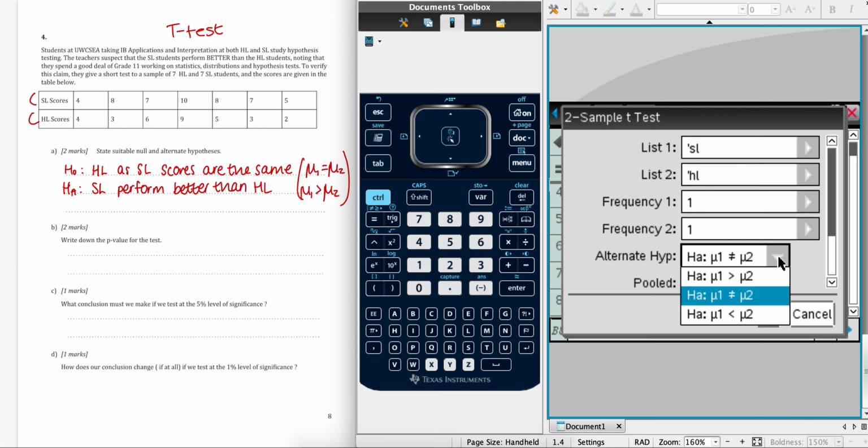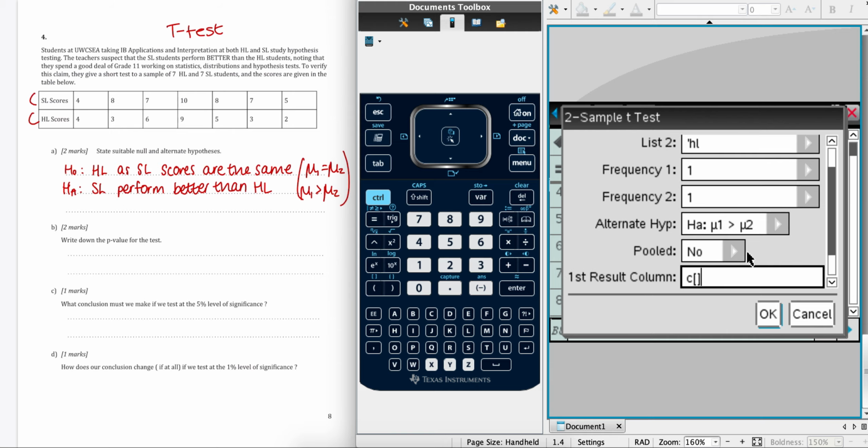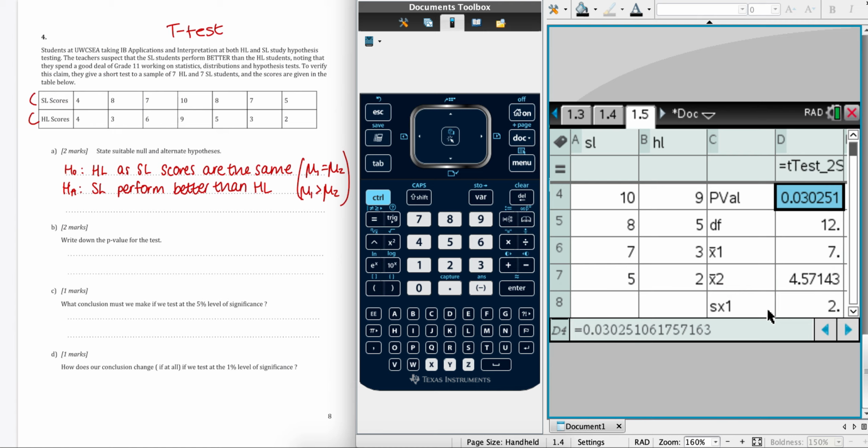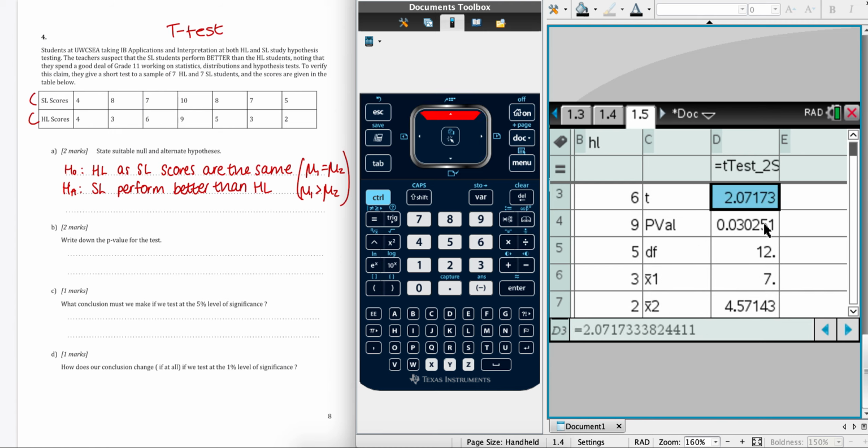The alternative hypothesis is that the SL students do better, and therefore we're taking this option where the first group, the SL, do better than the second group, the HL. And I always need to select yes on pooled. And then I've got my p-value, which is given to me. So the p-value for the t-test is 0.03025. So again, to 3 significant figures, that's 0.0302, and then that's going to round up to be 3. So that's my p-value to 3 significant figures.